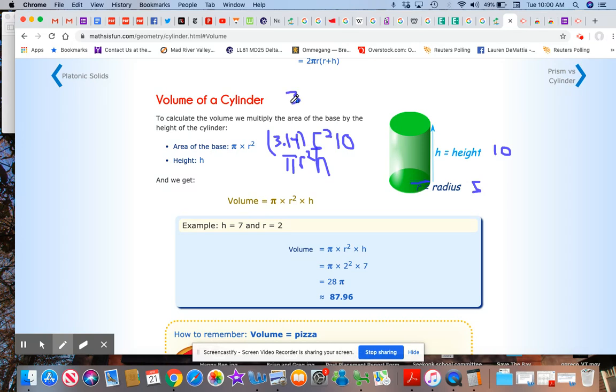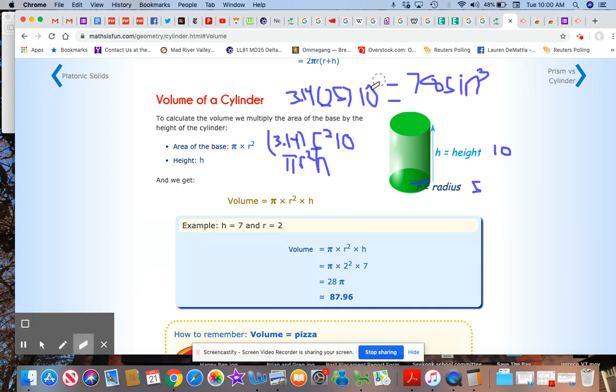So this becomes 3.14 times 25, because 5 squared is 5 times 5, which is 25, times 10. And then you throw that in your calculator. You guys can all use your calculators, obviously, for all this. 3.14 times 25 times 10 equals 785, and it's in units. Let's pretend this is inches. Units, inches, and cubed, because volume is cubed.